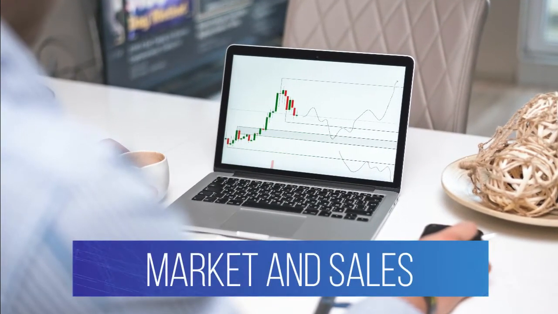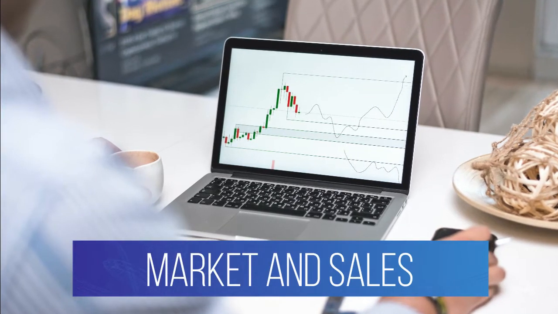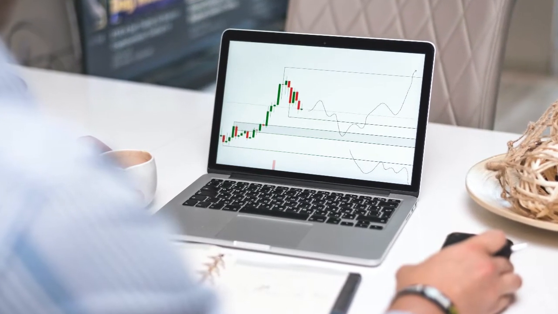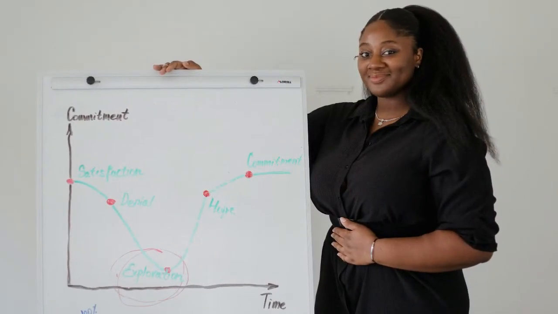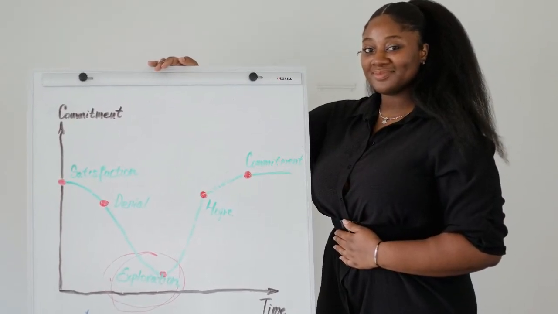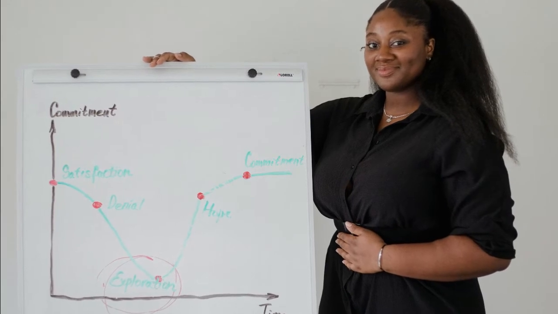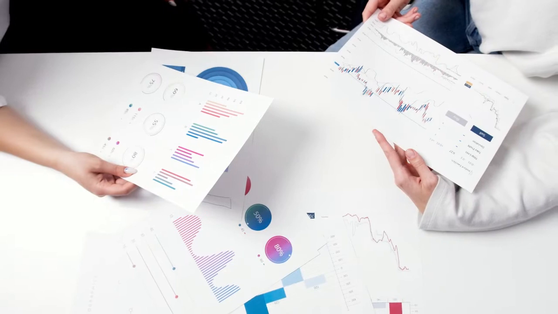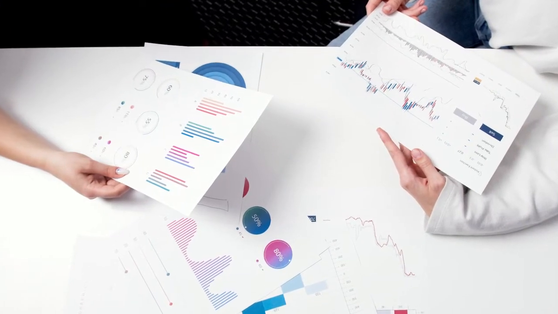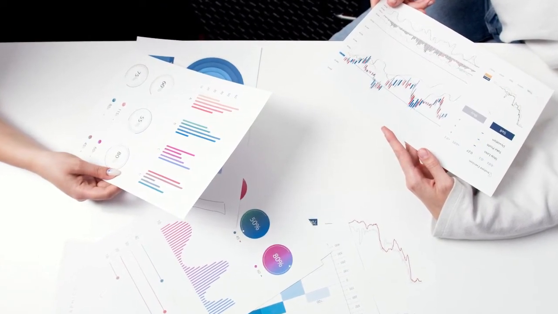Now we're going to talk about market and sales. There is no single way to approach a marketing strategy. Your strategy should evolve and change to fit your unique needs. Your goal in this section is to describe how you'll attract and retain customers through your marketing and sales.